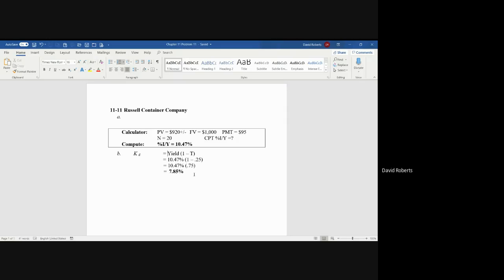So they really only pay 75 cents on the dollar, or 75%. So their after-tax cost, which is what we're asked to calculate in Part B, is 7.85%. So before tax is 10.47, after tax is 7.85. What companies really care about is the after-tax monies. So the real cost for borrowing money is 7.85.